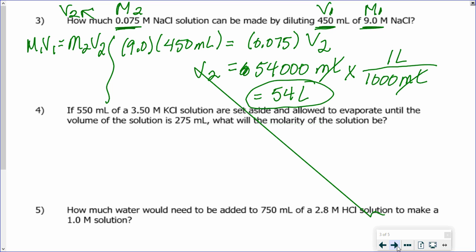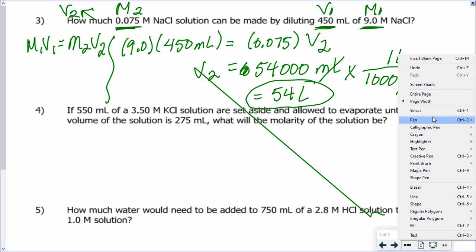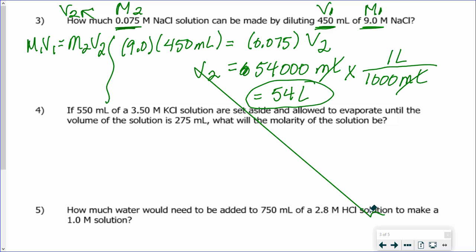All right. Now the next one, I'm going to see if I can do a little erasing here to get that goofy line off the screen. Hold on a second. There we go. It's better. Okay.